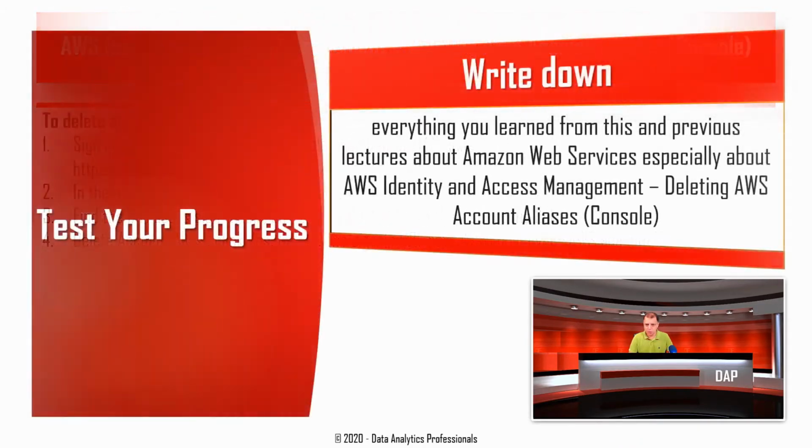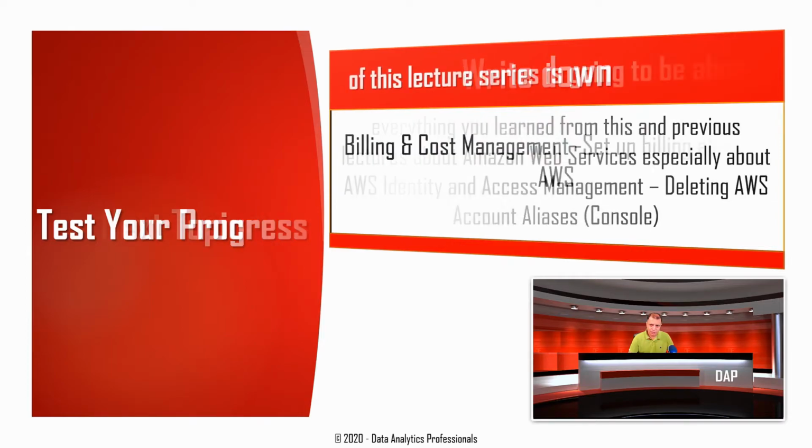So let's move quickly and test your progress. Write down everything you have learned from this and the previous lecture about AWS, especially about AWS Identity and Access Management, and particularly check if you remember how to delete AWS account aliases through the console. I suggest you recreate the one so that you have both options available.